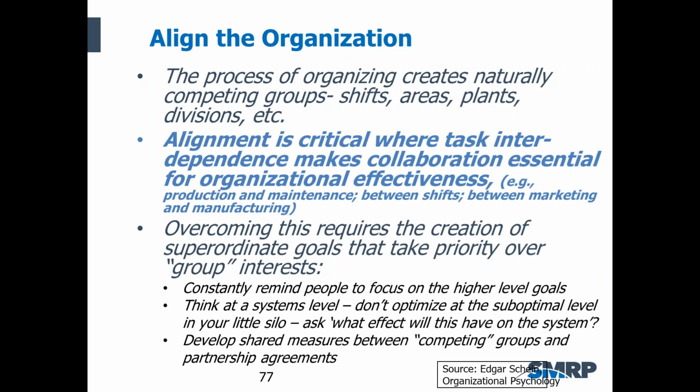So when you have all this task interdependence, for example, between production and maintenance and stores, marketing and manufacturing, and all that sort of thing, between shifts, you've got to have collaboration. And to facilitate and foster that collaboration, you got to create superordinate goals that take priority over group interests. Remind people to focus on the higher level goals. Think at a systems level. Don't optimize in your little silo. Think about the system. Develop shared measures between competing groups and partnership agreements to help facilitate that teamwork.